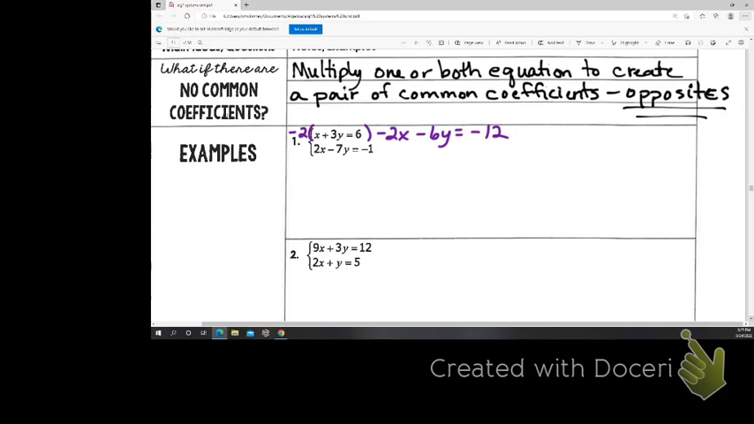The second equation in this case does not need to multiply. If I multiply by something, then I'm just going to be screwing things up, and then my x's won't be opposites.